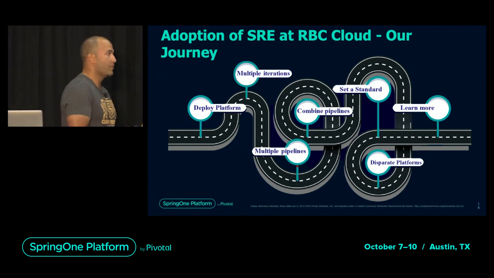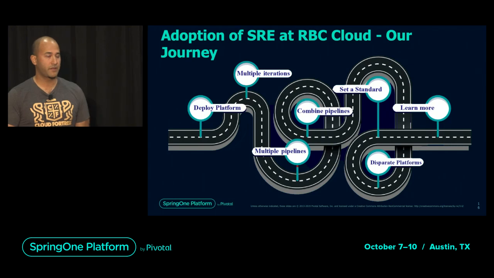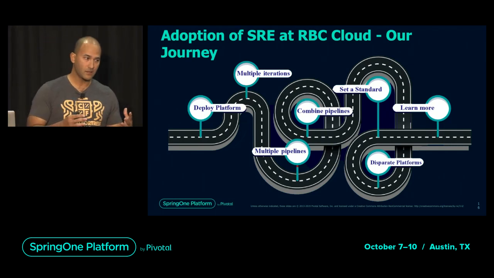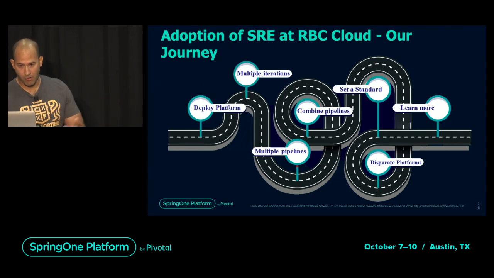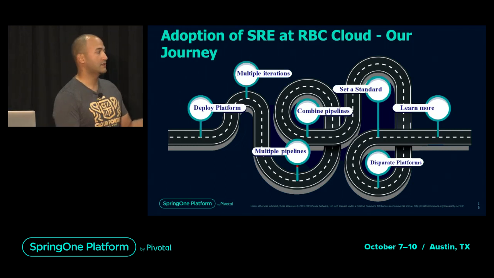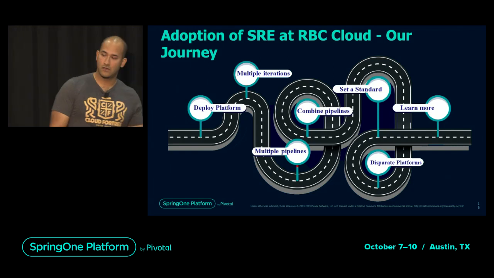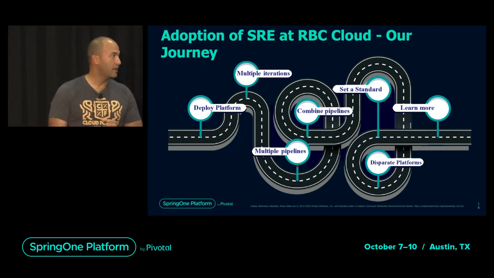This is a quick roadmap of our journey. As you can see, it's not a straight path. Obviously, we started with a small subset, and we used a pipeline to deploy the platform products. And through various iterations, we were able to create multiple pipelines. But that wasn't good enough. We wanted to improve our efficiencies there and combine the pipelines.